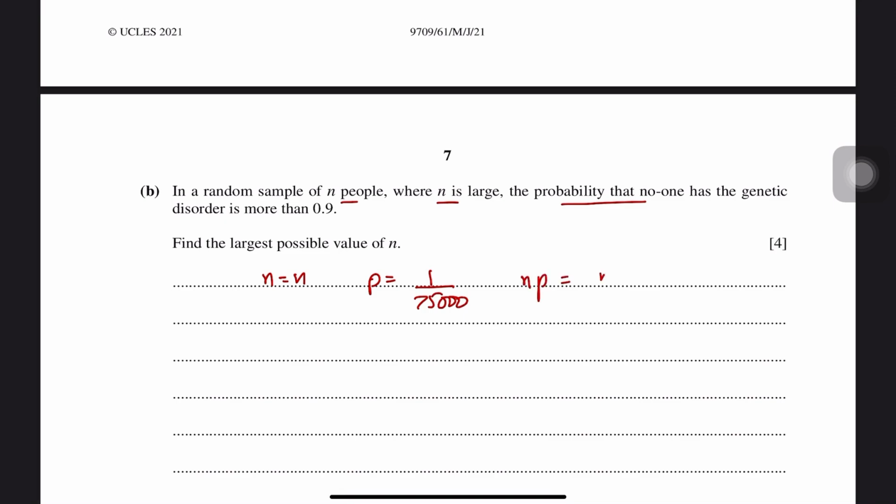np is basically n over 75,000. Now, in a random sample of n people where n is large, the probability that no one has it, so x equals 0, is more than 0.9. So e power minus n over 75,000 is greater than 0.9. I put an ln on both sides. That gives me ln 0.9.